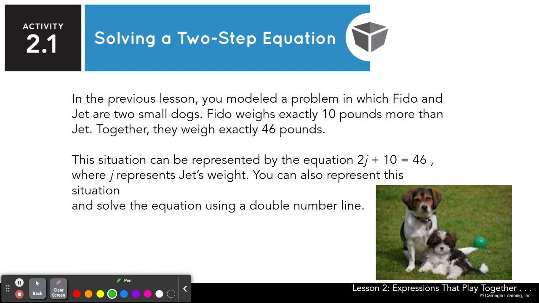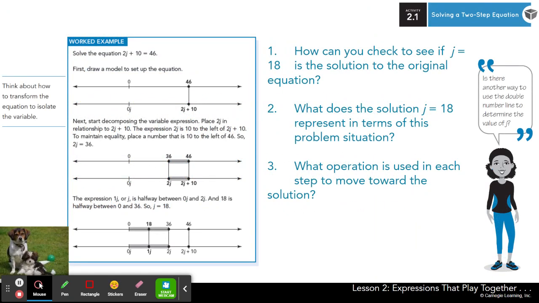One thing to annotate here, j represents Jet's weight. That is going to be important later. Okay, all math is related to real life, and in this situation, when we isolate j, that's going to represent Jet's weight. Alrighty, moving on. So here we have this worked example.